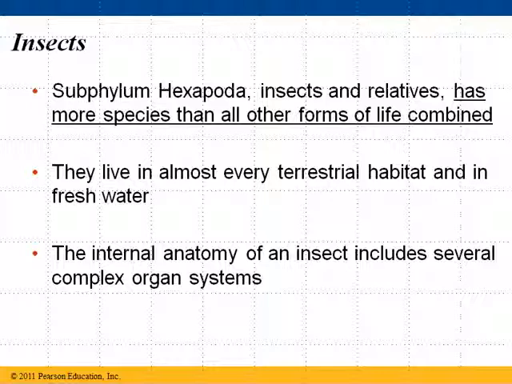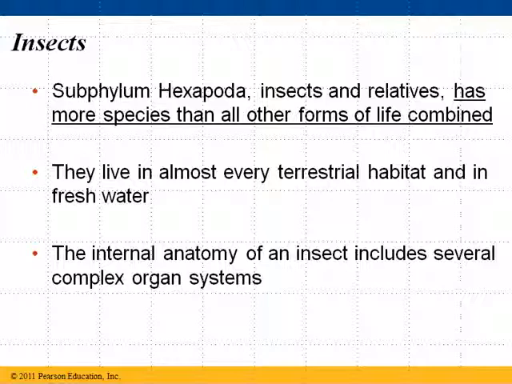There are more types of insects, more species of insects than all other forms of animal life combined. And it says all forms of life. I don't know if that includes plants and everybody, but certainly it does include all other species of animal life. They live in almost every terrestrial habitat and in fresh water as well.